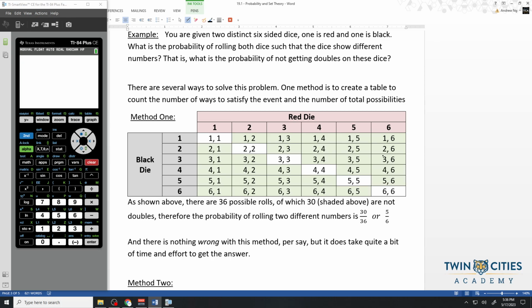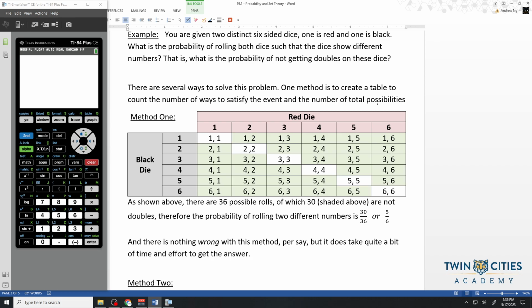Luckily, I had a computer, so I was able to just plot all this for you. And then you would have to count all the ones that I've shaded in green here. You'd count them up 1, 2, 3, 4, 5, 6, 7, 8, 9, 10, and so forth. And then you end up finding that you've got 30 of these. There are 30 ways to get 2 dice to not read the same number out of 36 possible rolls. So the probability would be 30 out of 36, or you could reduce that to 5 out of 6. That's one method, and it works, but it does take some time.